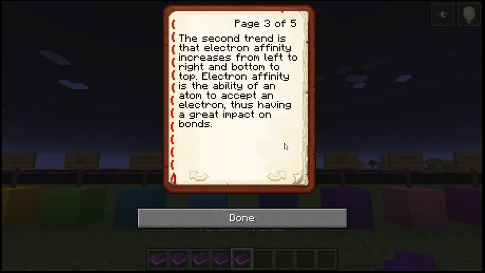The second trend is that electron affinity increases from left to right and bottom to top. Electron affinity is the ability of an atom to accept an electron, thus having a great impact on bonds.